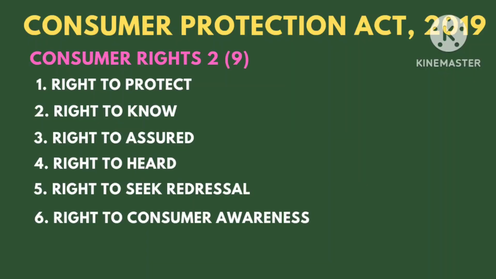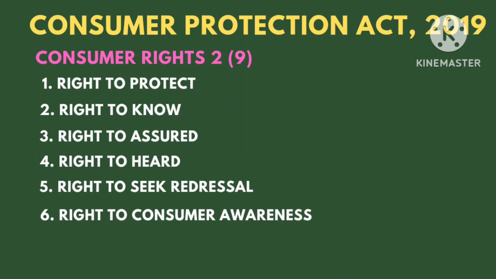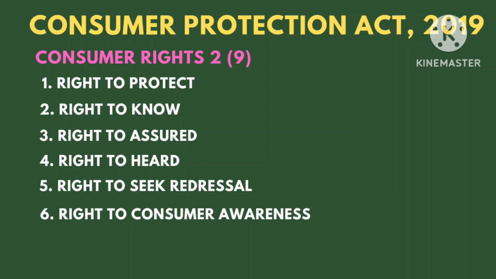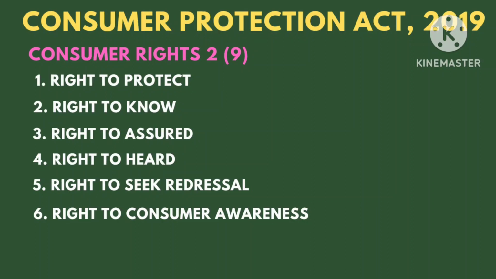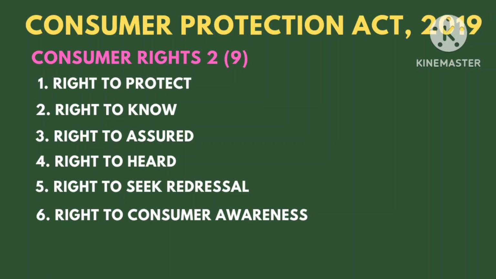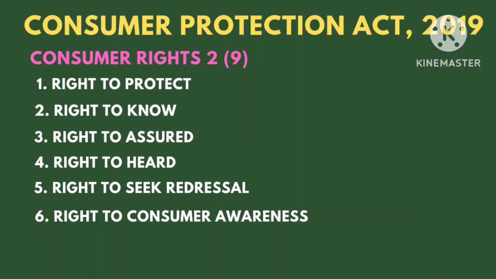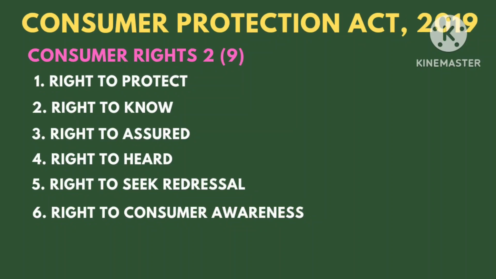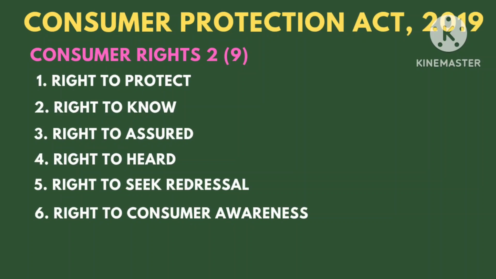The Consumer Protection Act 2019 recognizes 6 types of consumer rights. Among that, the first right is the right to protection from defective goods, defective services, and also unfair trade practices by manufacturers, sellers, and also dealers. So this Act is protecting consumer rights from the sellers as well as manufacturers, including dealers, agents, etc.